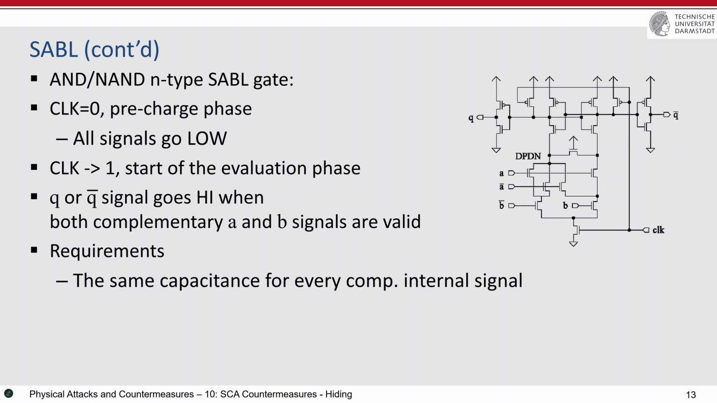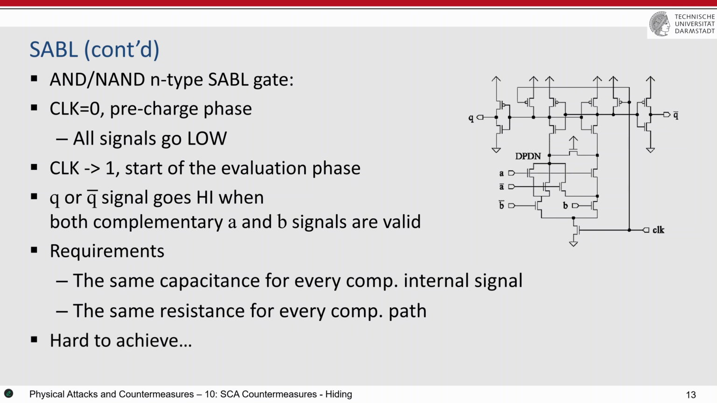This is the fat wire approach that I explained, because anyway we are in the full custom design process, so we need to do the routing also by ourselves. This is not something that you can do easily. You need to have experience with chip design, and not only capacitance, also resistance for every complementary path should be the same. And of course, it's not that easy.